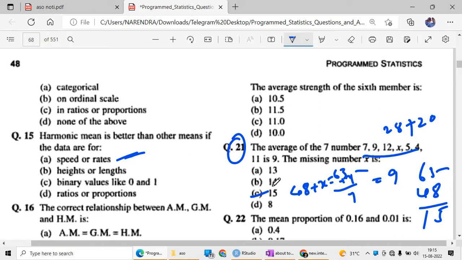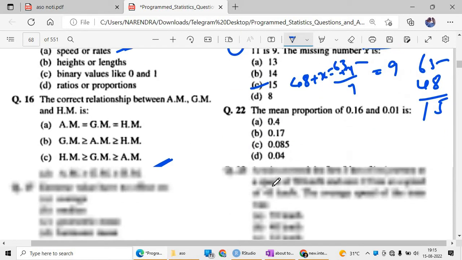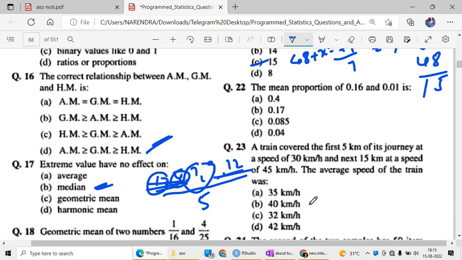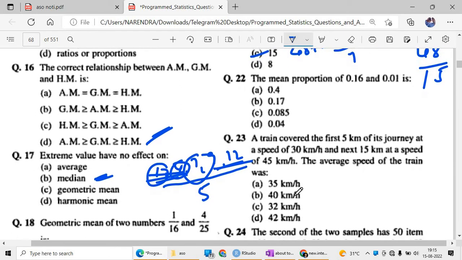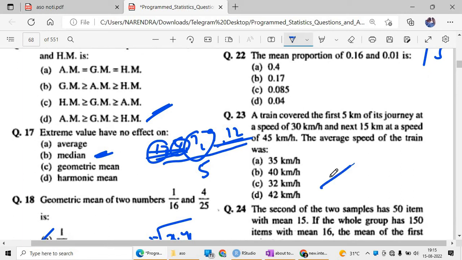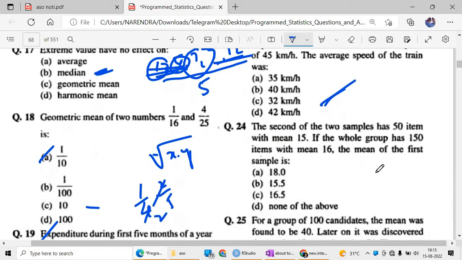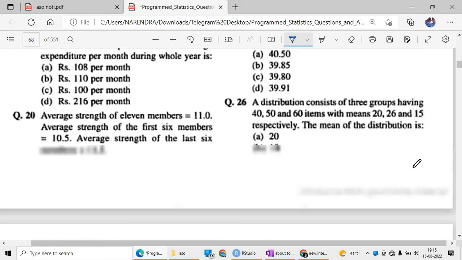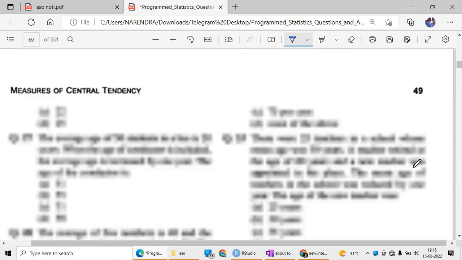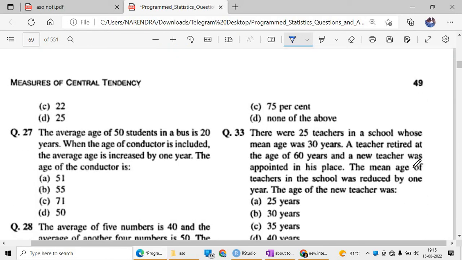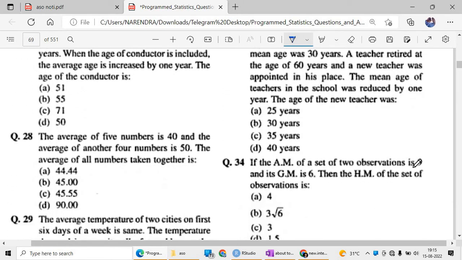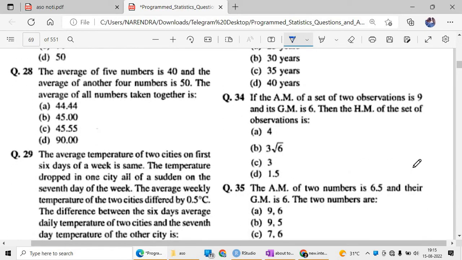Okay. Similarly, you can find proportions also. There is no issue. So the train covered the first 5 minutes of the journey at a speed of... These are the speed problems. You can practice this like quantitative aptitude questions only. So the average of 50 students in a bus is 20 years. These you can practice.